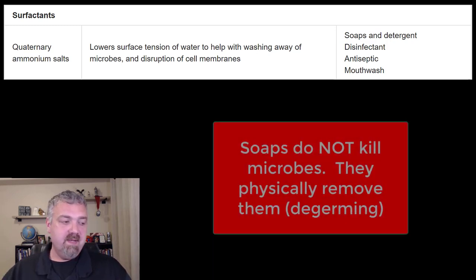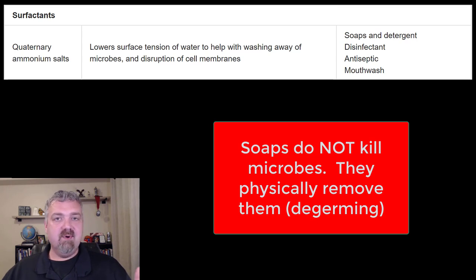So first of all, just soap. Soap is a terrible antimicrobial, right? Soap is effective because it physically degerms or removes microbes. So if I were to ask you on an exam about soap, soap isn't antibacterial unless you're talking about antibacterial soap. Soap is effective though because it physically removes, washes away, and degerms. So soap is a degerming agent.